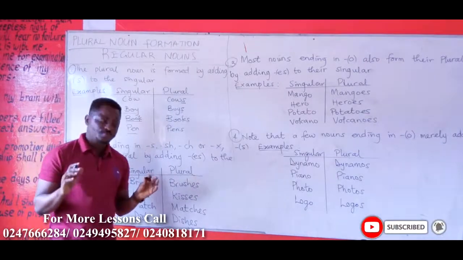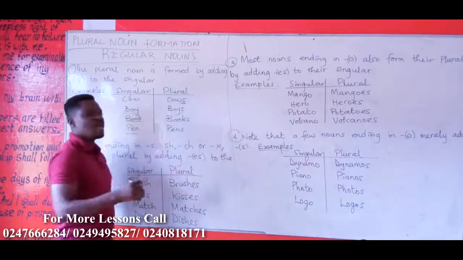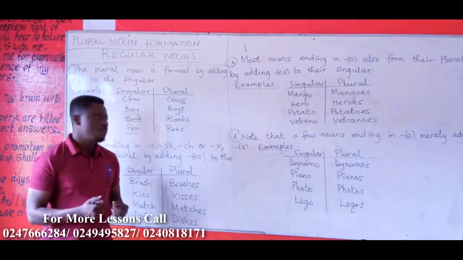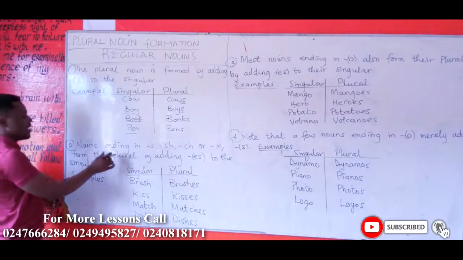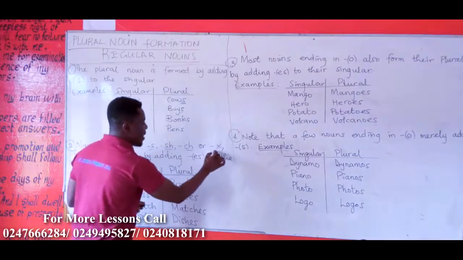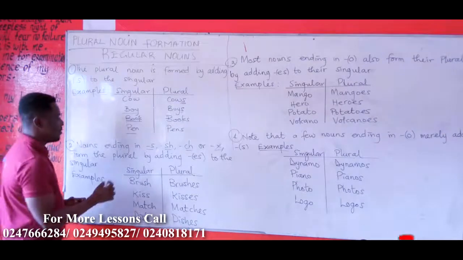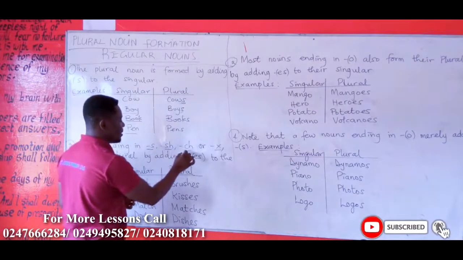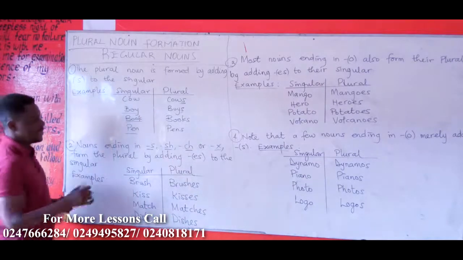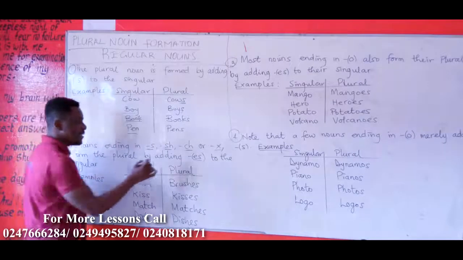But that is not all the same. In some situations, just adding S will not give you their plural form. You have to add more than S. We are going to look at those as well. Let's come here. Nouns ending in S, SH, CH, or X. I repeat: whenever you see a singular noun ending in S, SH, CH, or X, to form their plural form, you add ES.